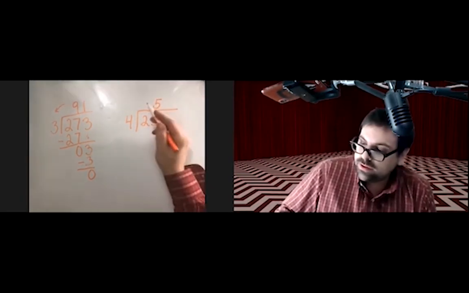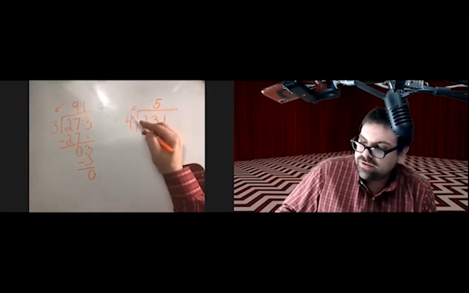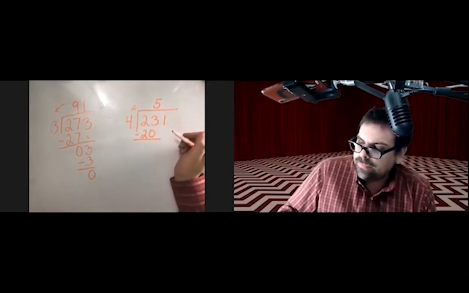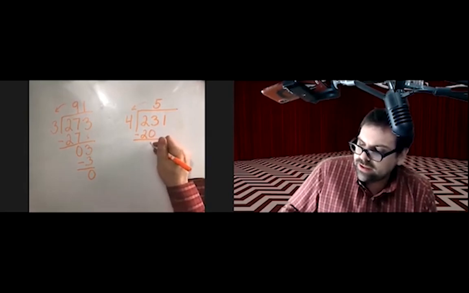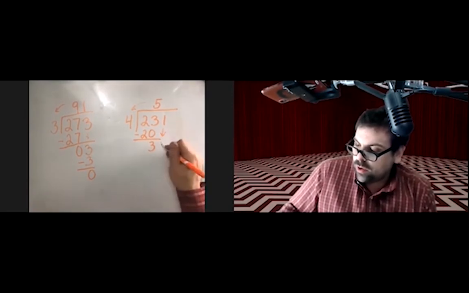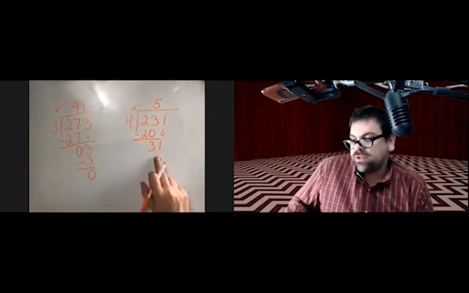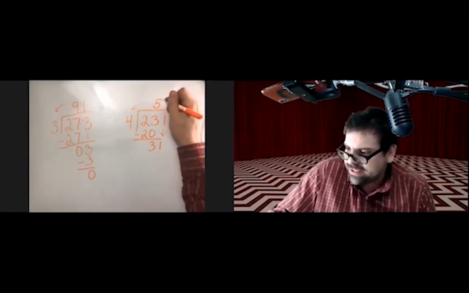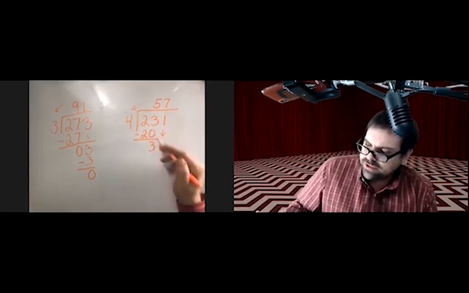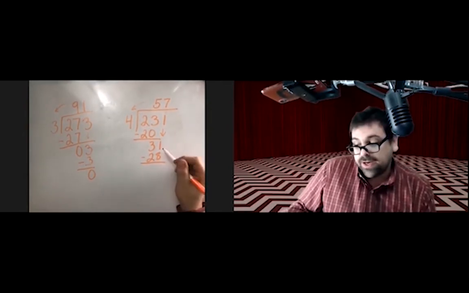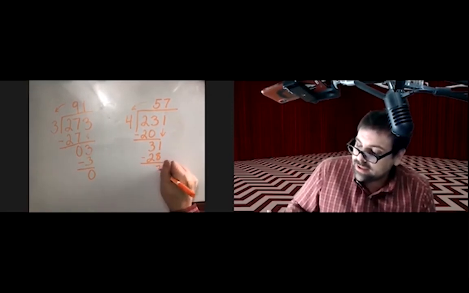Price is Right rules. Multiply around the corner. 5 times 4 is 20. We subtract the whole thing. 23 minus 20 is 3. Bring down the 1. 4 goes into 31 how many times? 32 is too much, so 8 is too many. It must be 7. 7 times 4, multiplying around the corner, is 28. Subtract. We have a remainder. 31 minus 28 is 3.